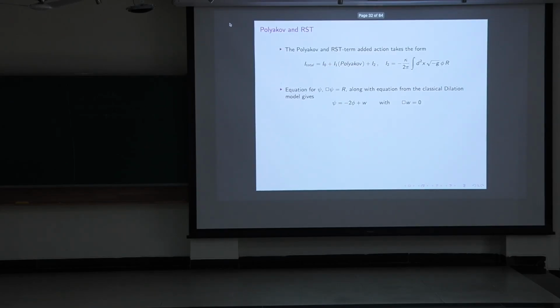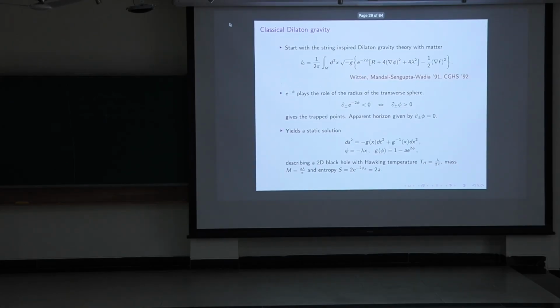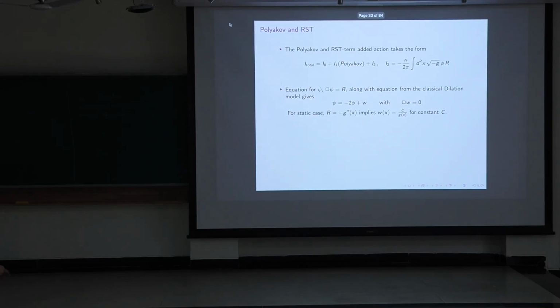So, okay, what was lambda? Oh, lambda was this parameter, even in the CGHS model. Yeah. So, just repeat what you said at the last point. The last point here, you mean?